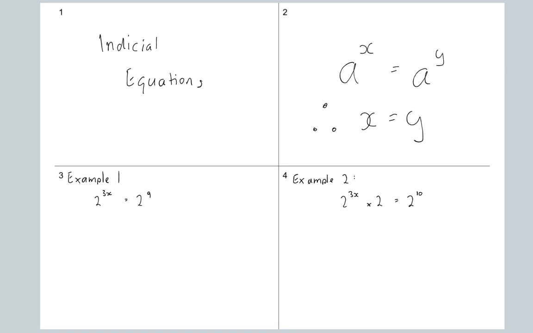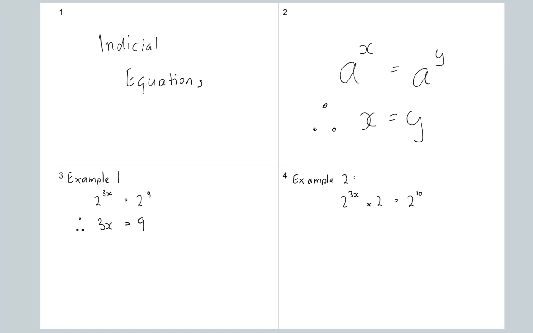We have 2 to the power of 3x equals 2 to the power of 9. We have a base of 2 here and a base of 2 here and nothing else around. And so we can conclude, and we do it by writing the therefore symbol, I'll use black so it's the same color, we can say, therefore, 3x is equal to 9, like so. So we're just equating the powers.